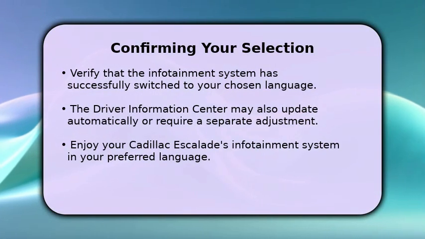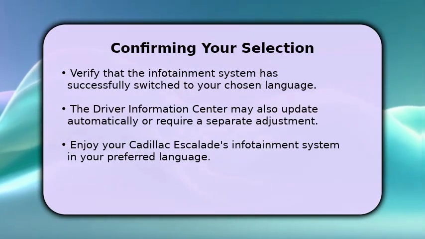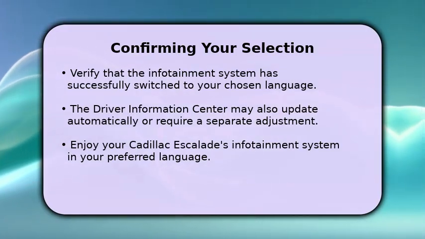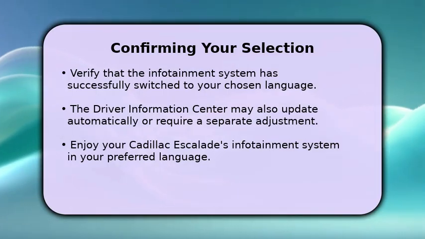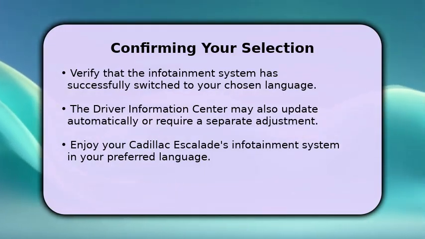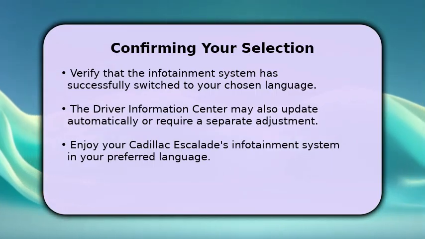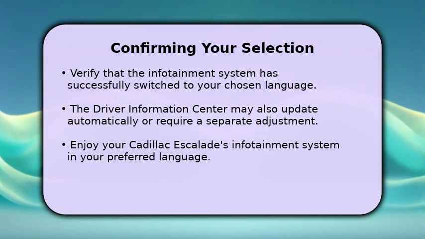Once you have made your selection, take a moment to verify that the entire infotainment system has successfully switched to your chosen language. In some models, the Driver Information Center, located near your gauges, may also update automatically. If not, a similar process can be followed there. Now you can enjoy your Cadillac Escalade's advanced infotainment system in your preferred language.